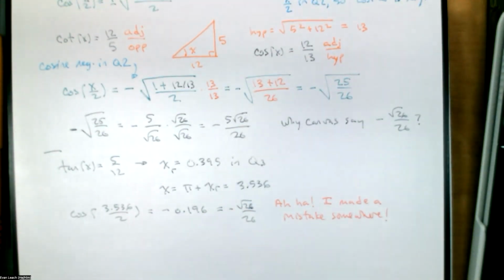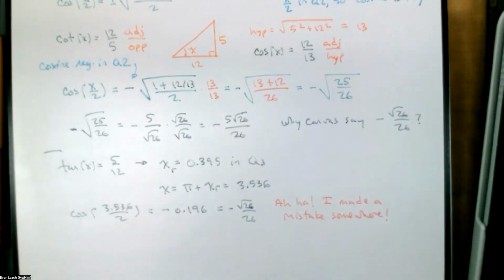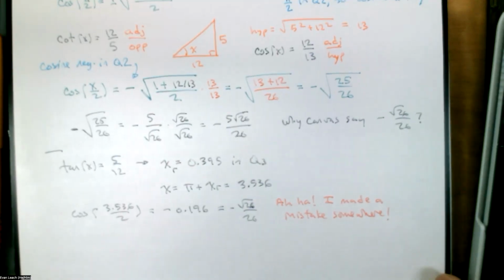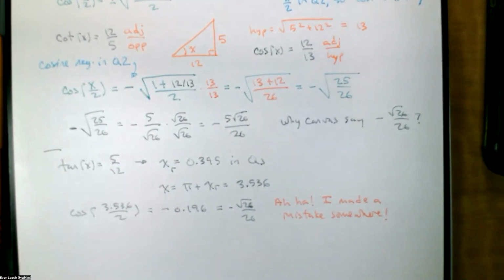But where? Cotangent of x is 12 over 5. Cotangent is 1 over tangent. So tangent is opposite over adjacent, cotangent is adjacent over opposite. Okay, so that makes the hypotenuse 13. Cosine is adjacent over hypotenuse, so cosine is 12 over 13. Cosine of x over 2 is plus or minus the square root of 1 plus the cosine of x, all divided by 2.